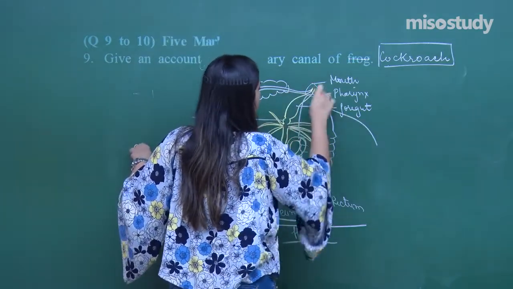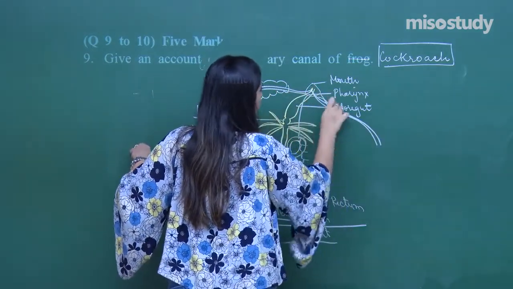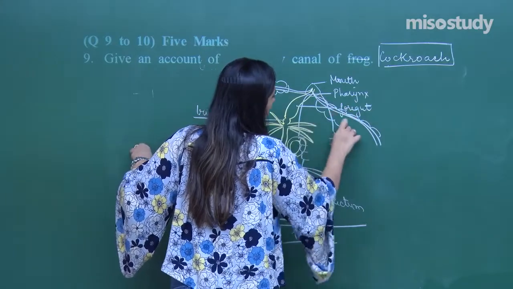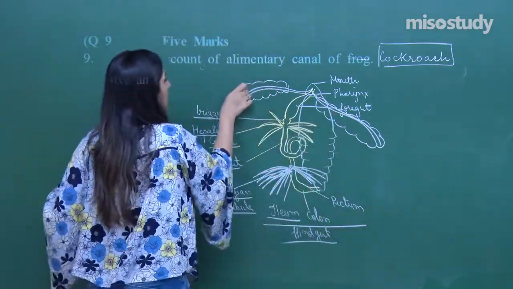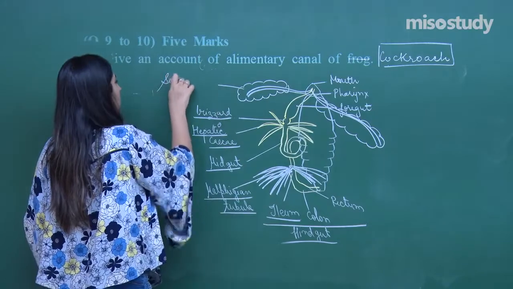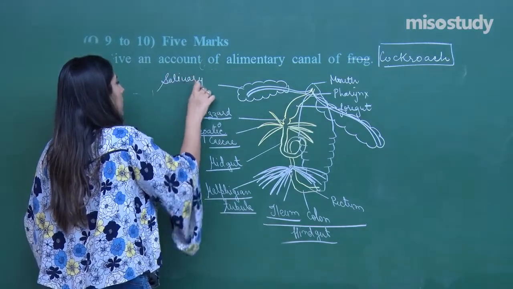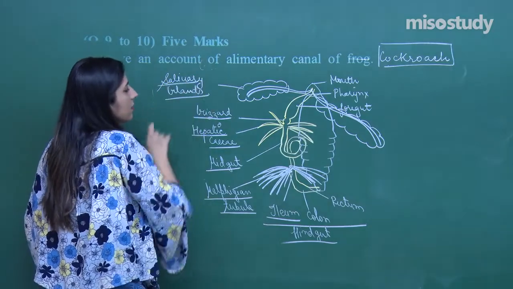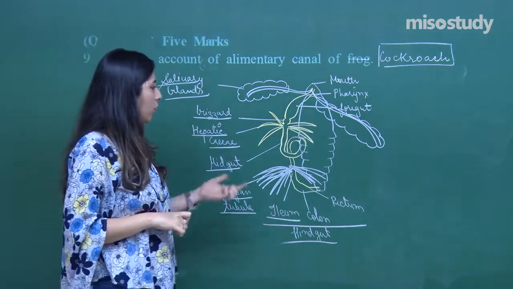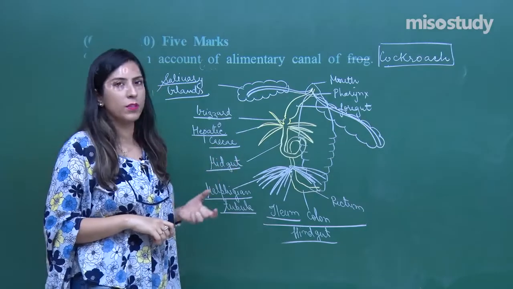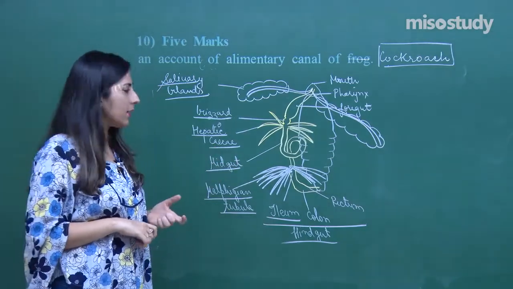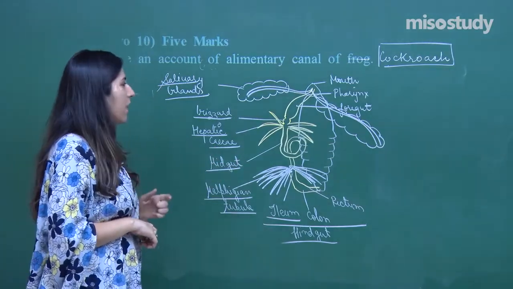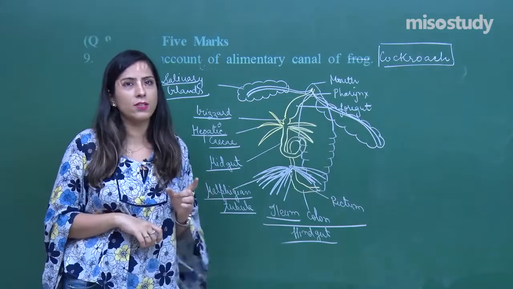On both sides, salivary glands are present like this, right? This is the overall structure of the alimentary canal. You have to explain each and every part in detail, right? So this is a 5 marks question, and try to draw this diagram.